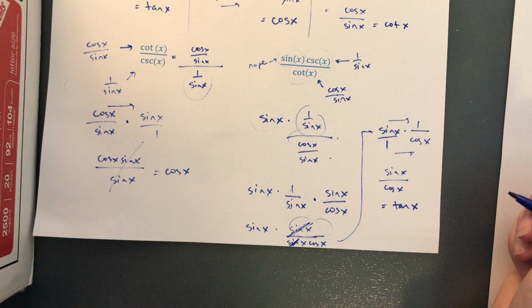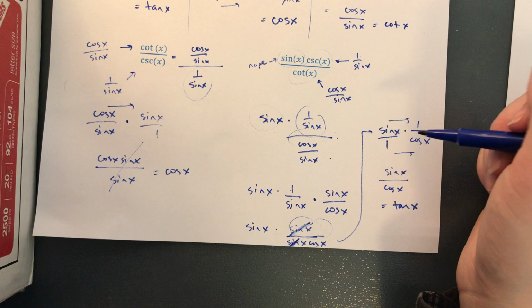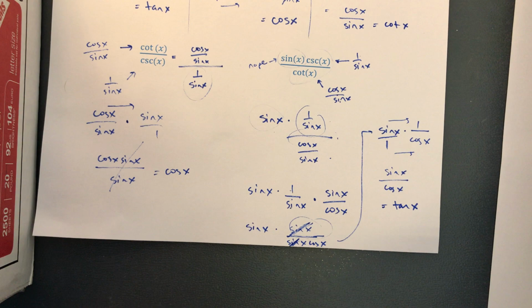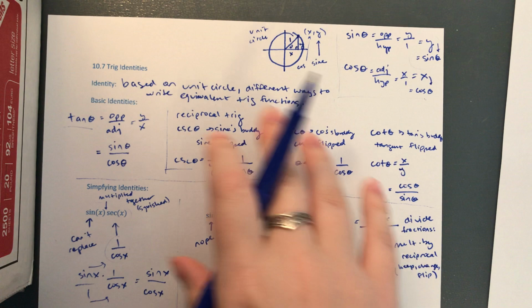Woo! So this one's a little bit more work because there's that extra chunk in there. We had to keep it, change it, flip it, and then multiply that sine back in. All right, so this is our first set of practice with just the basic trig identities that are based on the unit circle, that we already know this stuff.